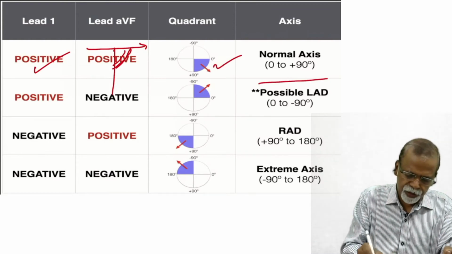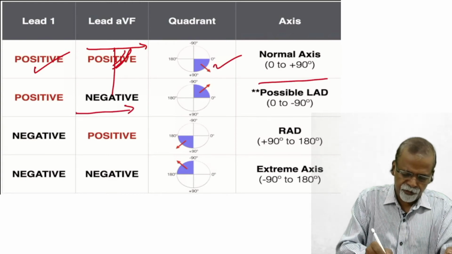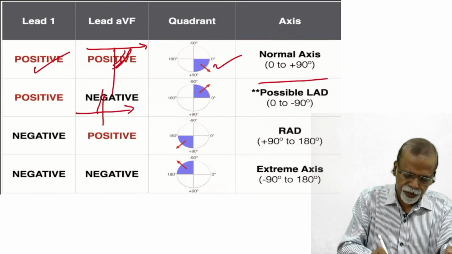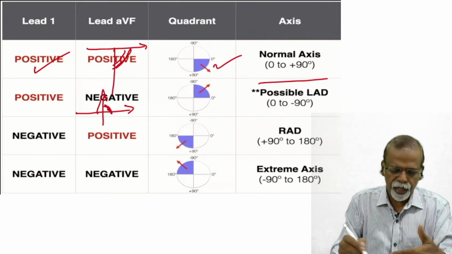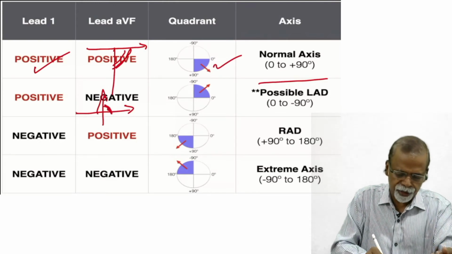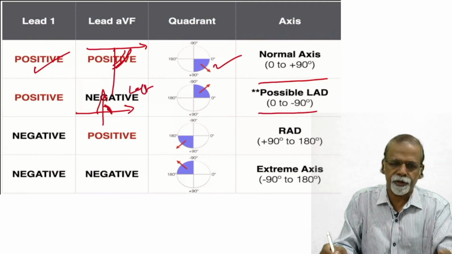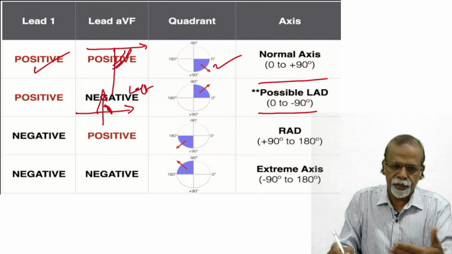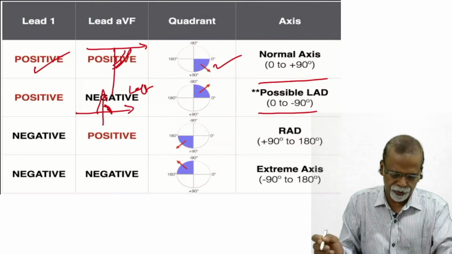Lead 1 is positive. That means the current is going in this direction. AVF is negative. That means the current is going in this direction. So this is in the left upper quadrant. So it is left axis. We will see. This is left axis deviation. 0 to 90 is written, but actually minus 30 up to 90 can be normal.